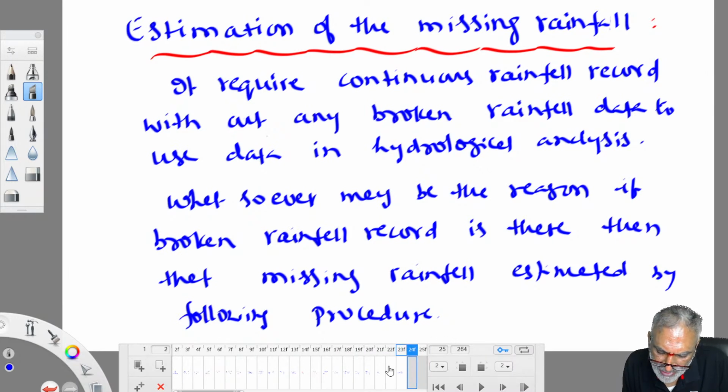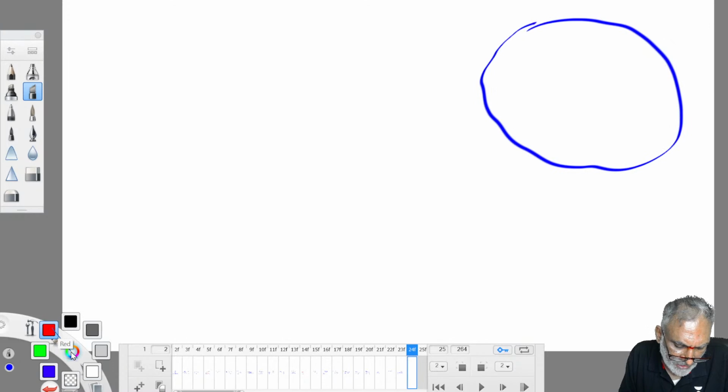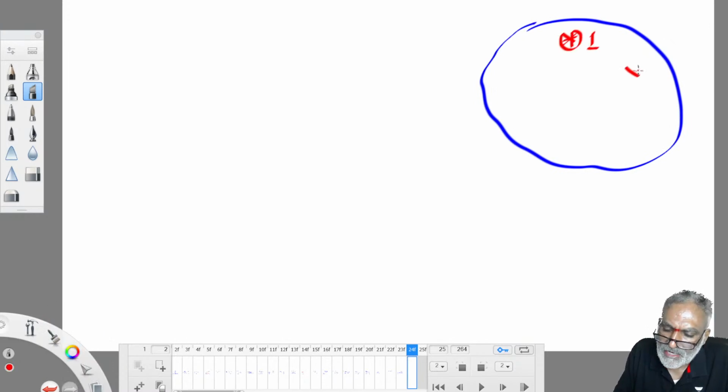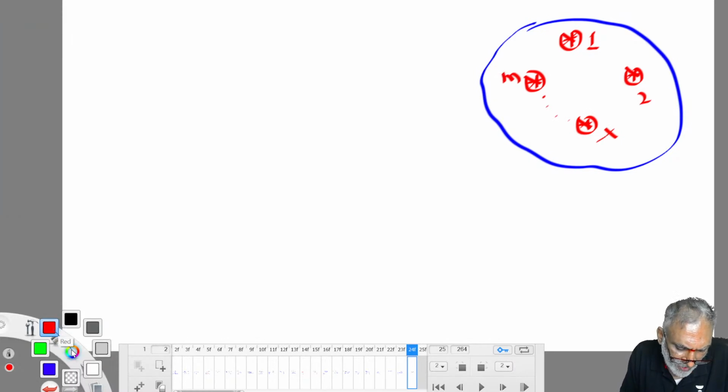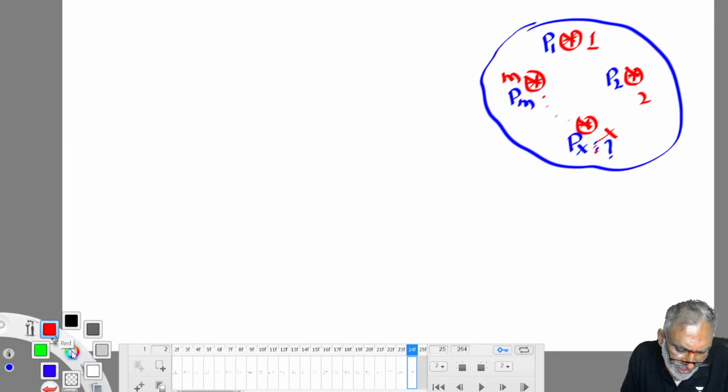So missing rainfall data of rain gauge station X we estimate by the following equation. There are m number of rain gauge stations installed in a catchment. This is rain gauge station 1, this is rain gauge station 2, this is rain gauge station X, this is rain gauge station M. All these stations are recording rainfall data. Station 1 records P1 data, Station 2 records P2 data, Station X records PX data, Station M records PM data. Unfortunately, when all the other stations recorded rainfall data, Station X missed recording the rainfall data due to some obvious reasons. So the missing rainfall data at rain gauge station X, we have to work out.